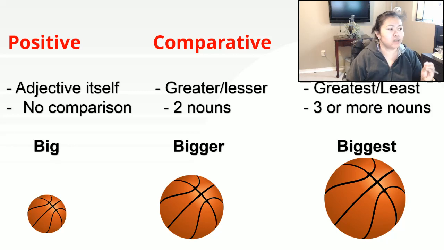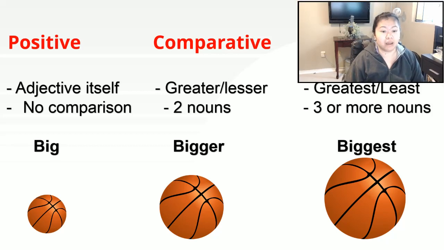Now, as you see in the image, it's the ball, okay? The ball is big. So that's the very, very basic form of the adjective. There's no comparison yet. Now we go to the comparative, which, as the word itself implies, means compare. Compare is the root word there.